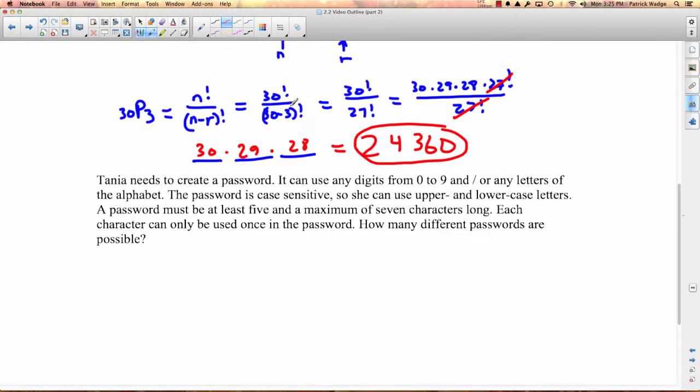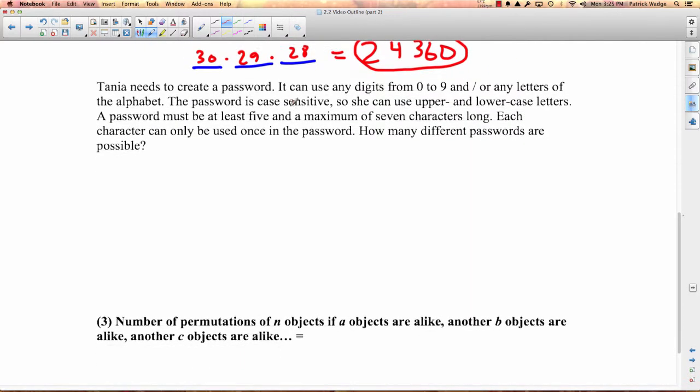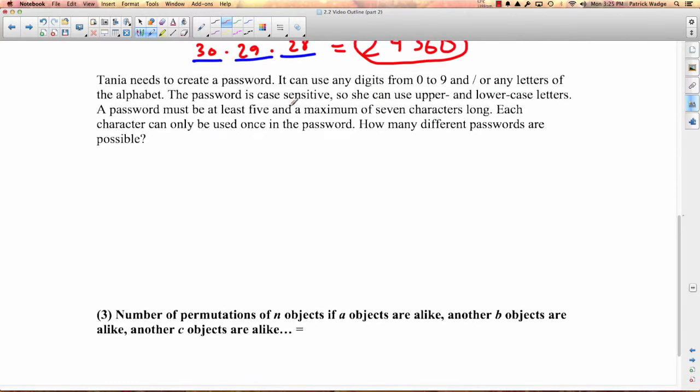All right, Tanya needs to create a password. It can use any digits from 0 to 9 and or any letters of the alphabet. So you can use all digits, you can use all letters, or you can use letters and digits. The password is case sensitive, so you can use upper and lowercase letters. A password must be at least 5 and a maximum of 7 characters long. Each character can be used only once.